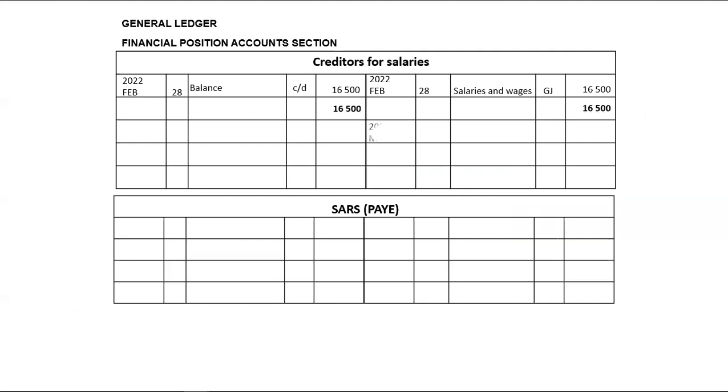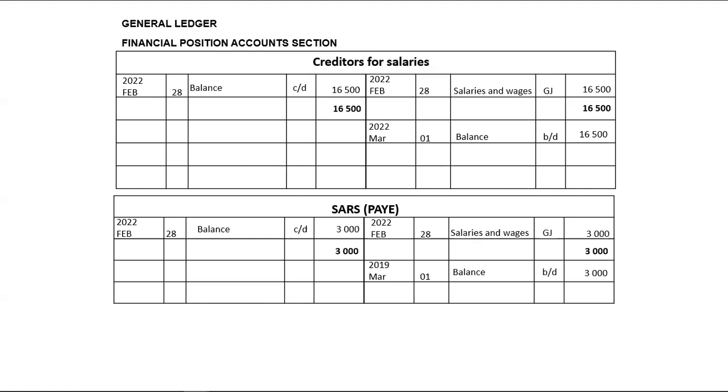Note that we owe SARS an amount that was deducted from Mnguni's account, which was 3,000 Rand. It will be balance brought down in the next financial year, but obviously we are going to have balance carried down and balance it off. That's how much we are owing SARS at the beginning of the financial year.